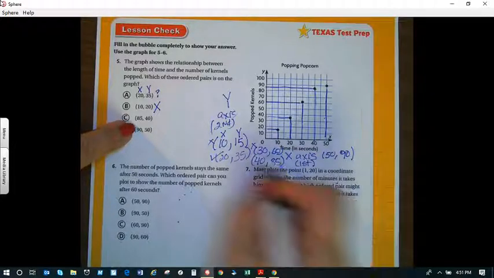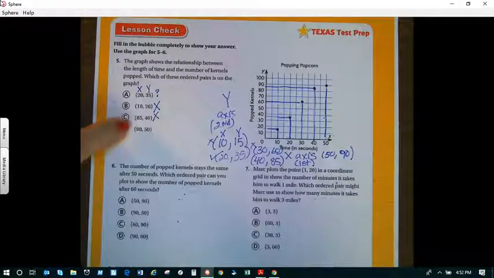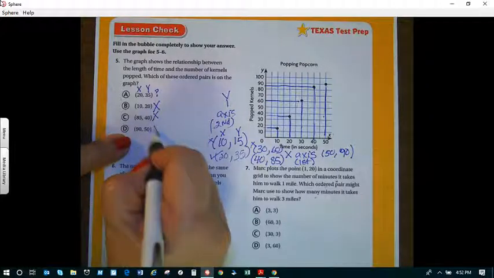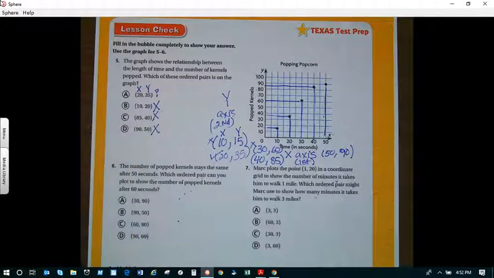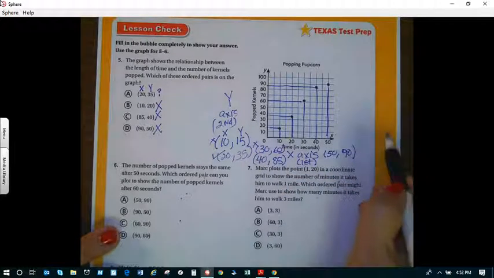Oops, look at this one. It's an 85, 40. Not at all. And then I have a 50, 90. Nope, not at all. This is 90, 50. Not the same point. We talked about that in class. That 90 would have been all the way over here, and it would have been 50 up.